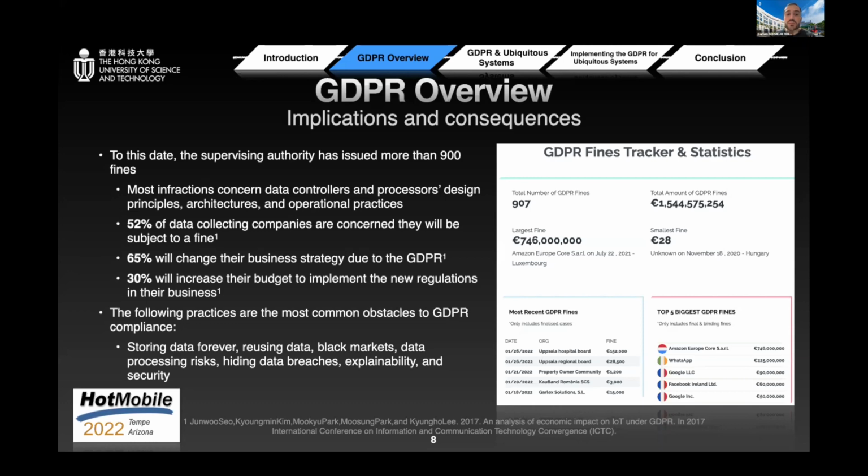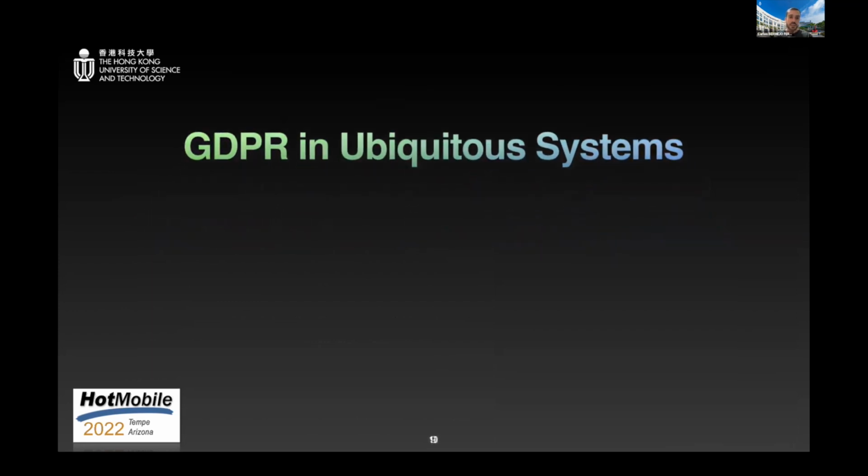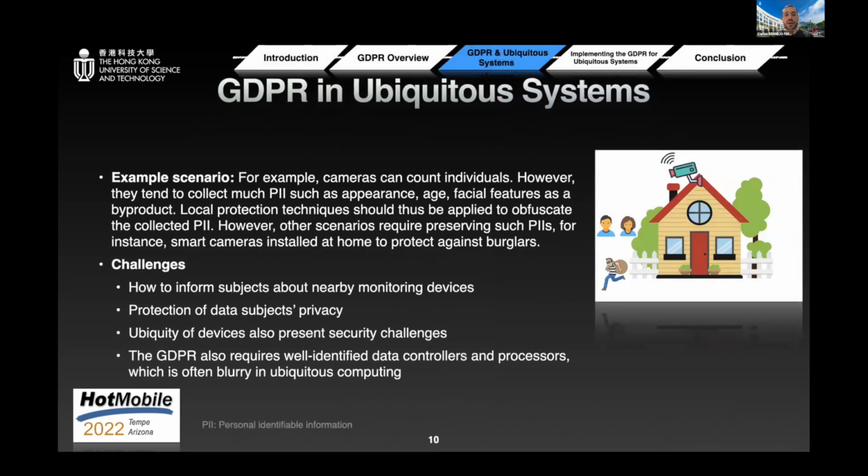So this is an overall view in the general system environments, but what happens in the ubiquitous system? So first, we can see an example. Like you can imagine, you have a house and you install a smart camera, or someone installs a smart camera. The problem is this smart camera will collect what they call personal identifiable information, which is any information such as appearance, age, facial features, that is a byproduct of the smart camera collection to avoid burglars.